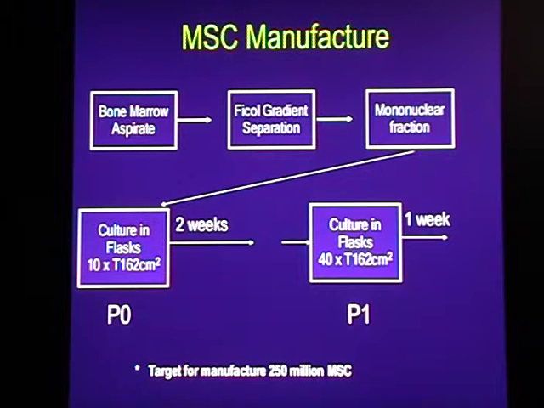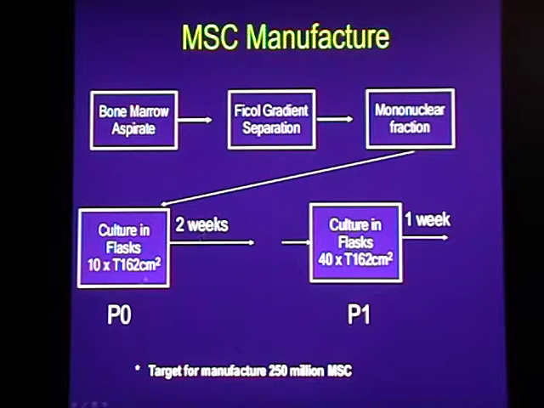This slide shows you a typical process for manufacturing MSCs. These were products that were manufactured at the University of Miami. These are manufactured under GMP conditions. A bone marrow aspirate is obtained from a patient or a donor. The mononuclear cells are isolated using Ficoll gradient separation, and then the mononuclear cells are placed into culture flasks. In this case we used 10 T162 centimeter squared Costar flasks.